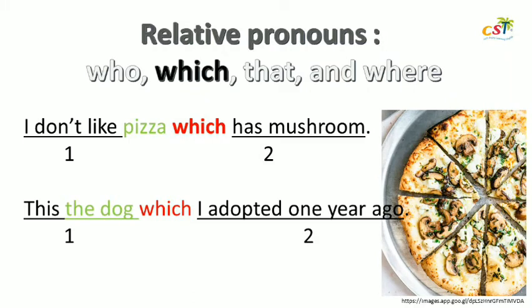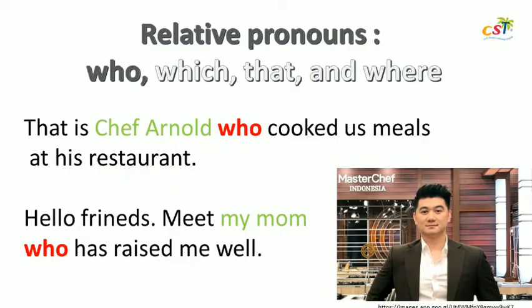Now we use which for things or animals. I don't like pizza. Which pizza? Which has mushroom. I don't like it. This is the dog. Which one? Which I adopted 1 year ago. Ini adalah anjing yang aku adopsi 1 tahun lalu. Nah, which combines 2 things. And here, all are about animals and food. You can use which.